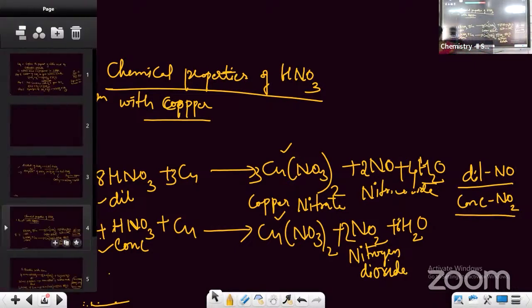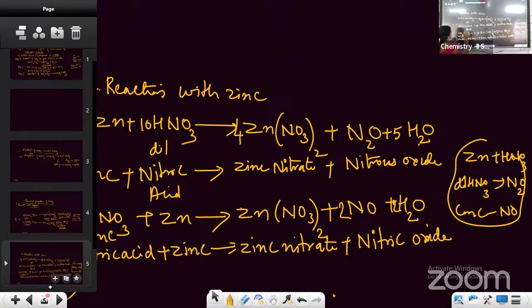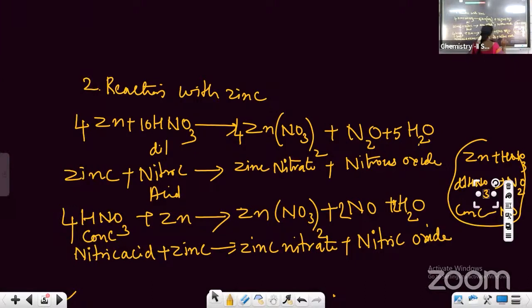The next is reaction with zinc. Here also we are taking two concentrations, dilute nitric acid and concentrated. With both, no doubt we get the corresponding nitrate, that is, copper gives copper nitrate, zinc gives zinc nitrate. Besides that, dilute gives N2O, that is nitrous oxide, whereas concentrated gives NO2.